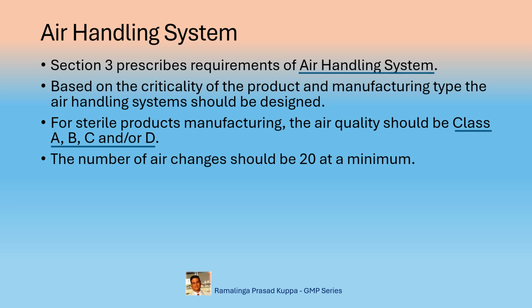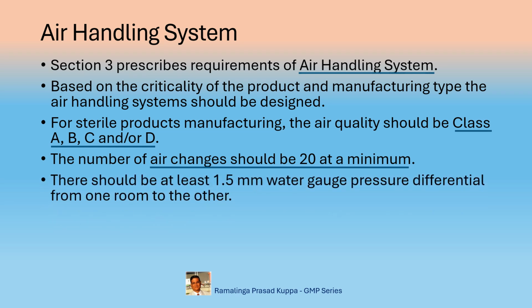The number of air changes should be 20 at a minimum. This is for a comfortable working atmosphere for the persons working in the sterile area. It is the measure of 20 times air replacement per hour from the closed area. There should be at least 1.5 mm water gauge pressure differentials from one room to the other.